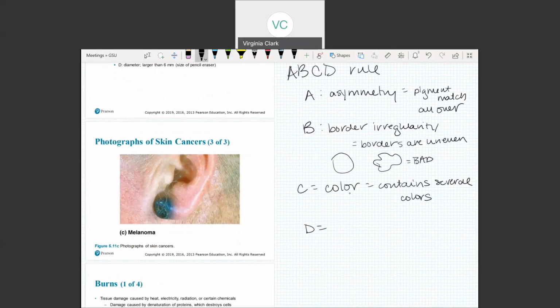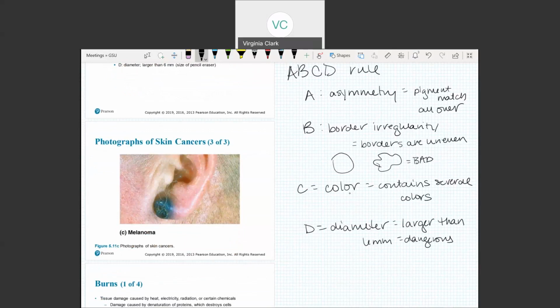And then diameter, how large the actual space is. So if it is larger than 6 millimeters, it is considered something to probably be melanoma. So if it is larger than 6 millimeters, not 66, 6 millimeters, this is going to be dangerous.